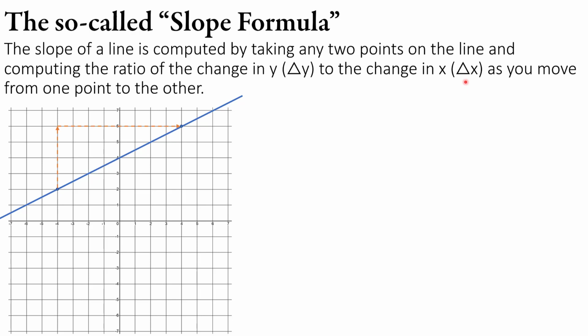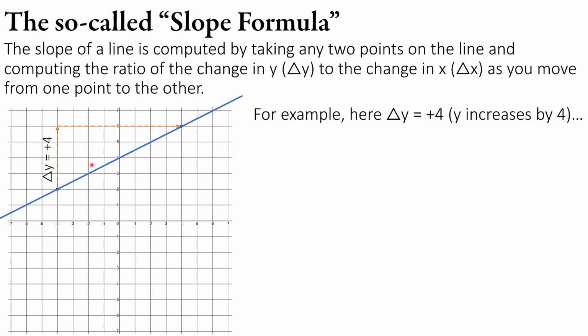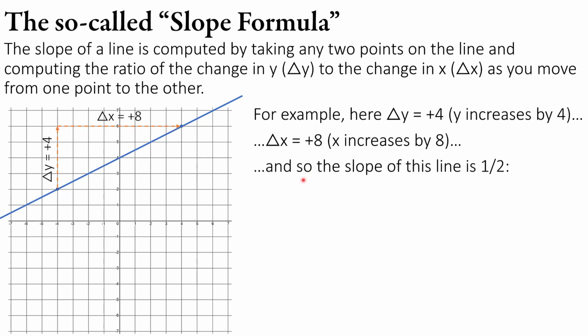So for example, if I'm going to move from this point on the left to the point on the right, the change in y, delta y, is plus 4 because we're moving up by 4. The change in x is plus 8 because x is increasing by 8. And the ratio of those is the slope. Plus 4 over plus 8. Notice the change in y is always on the top, change in x is always on the bottom. And this reduces to 1/2.